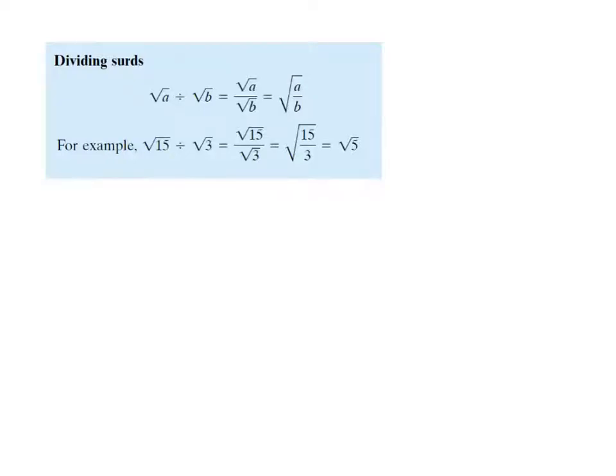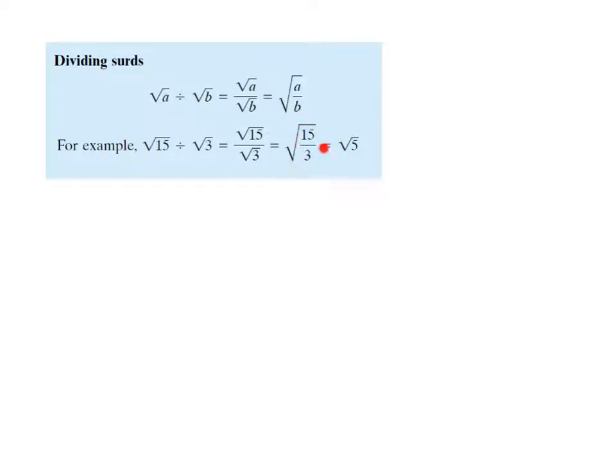So in this video, it's just some examples from the textbook on how to divide surds. Basically, it's quite straightforward. If you have two surd numbers that you are dividing together, you can just take the surd sign over the fraction and simplify that fraction. So square root 15 divided by square root 3 is square root 15 over 3, and basically you can just divide 3 into 15, which is 5, and take the square root of that.